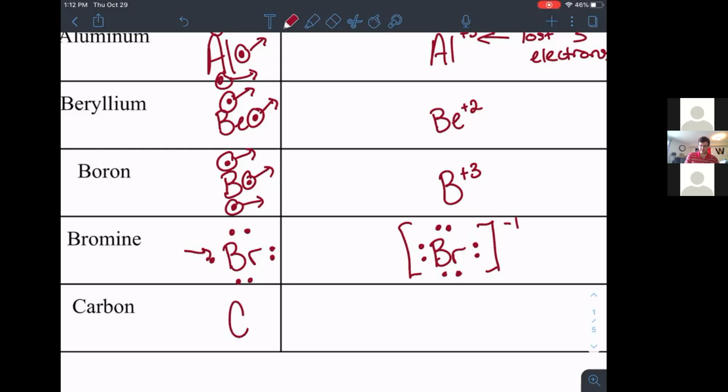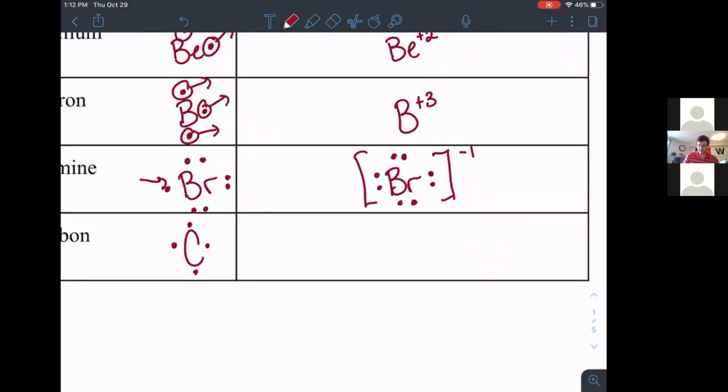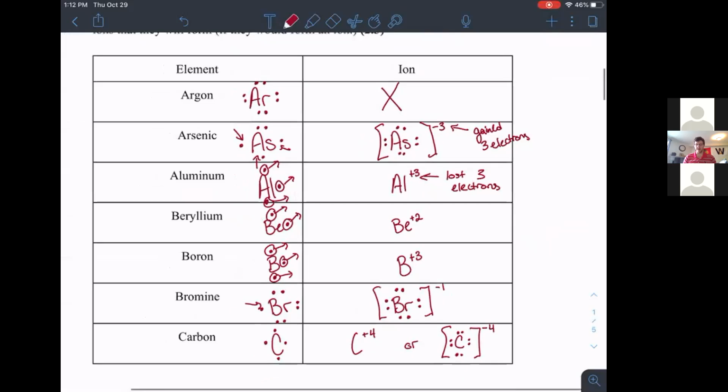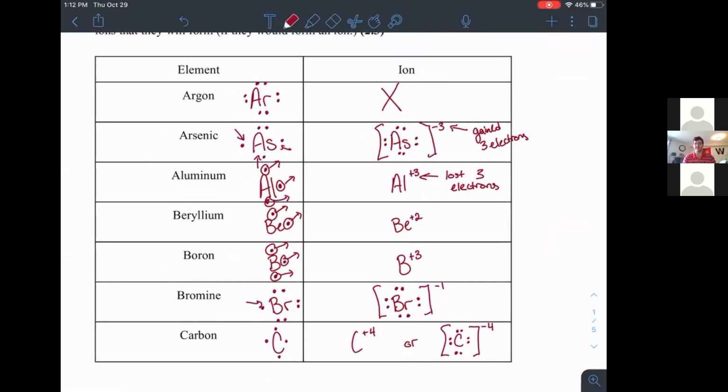And then last but not least, we have carbon. Carbon's going to do either or, because it can gain 4 or it could lose 4. So it depends on what it's going to bond with. We can either draw carbon, which had lost 4 electrons, so it has an inner shell that's full, or carbon's gained 4 electrons and now has an outer shell of 8 valence electrons and a -4 charge. So this one can go either way here. Are there any questions on our ions and how they were created?